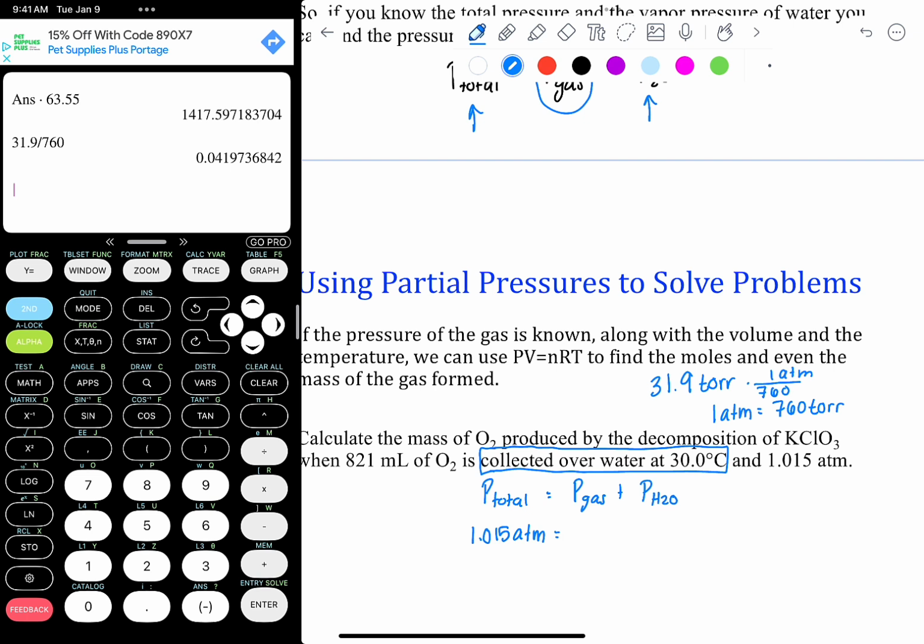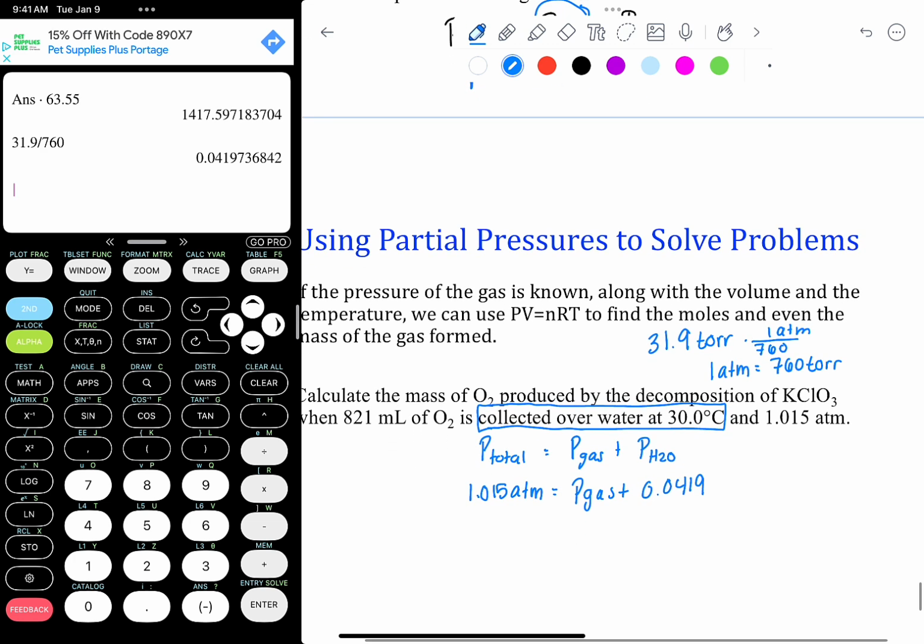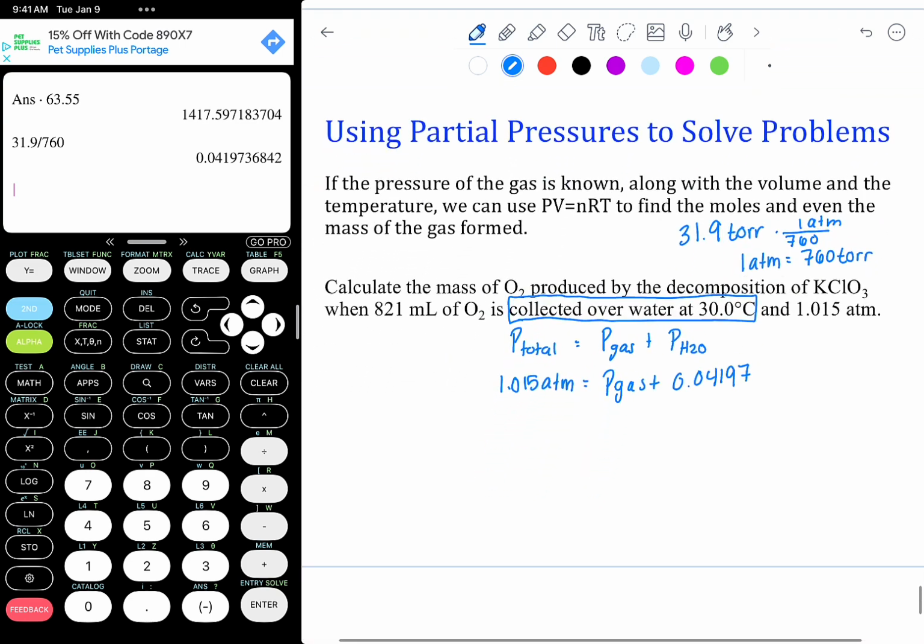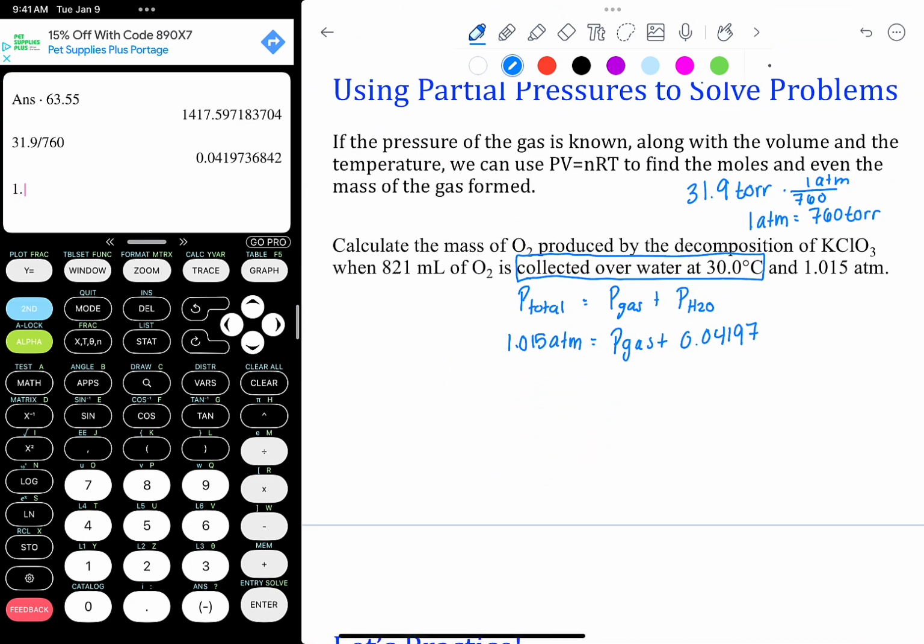So we get P gas is what we're looking for, and the pressure of the water is 0.0419. We can throw 7 on there, why not? So in order to find the pressure of the gas by itself, we take 1.015 and subtract off 0.04197 to get the pressure of the gas is equal to 0.97303, and that's all in atm because that was in atm.